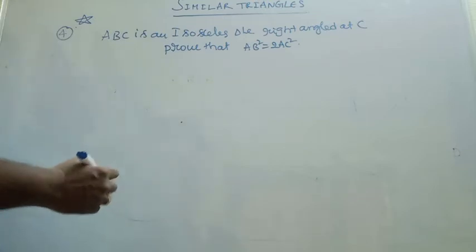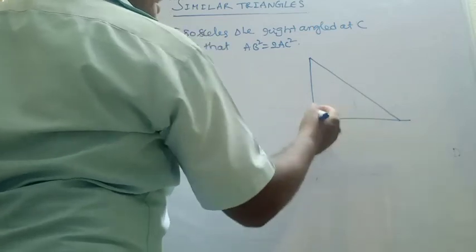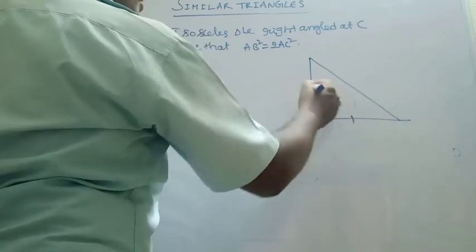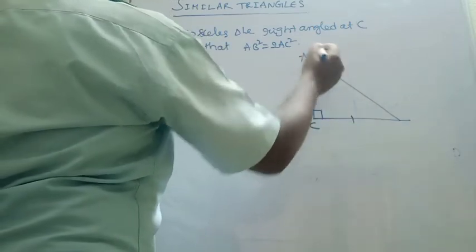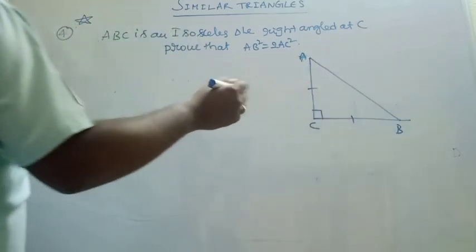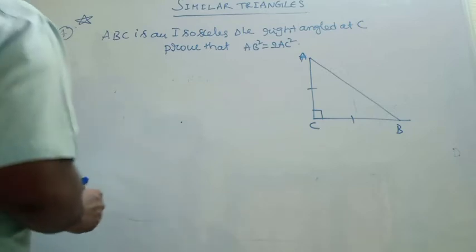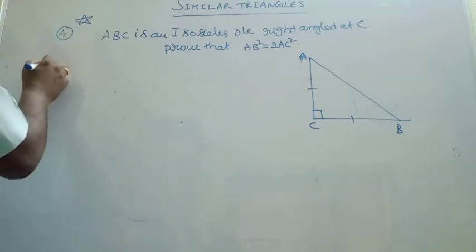We have a right angled isosceles triangle, right angled at C. Let us take ABC like this, with AC equal to BC, a right angled isosceles triangle. Now you see, my dear students, how we are going to do it.